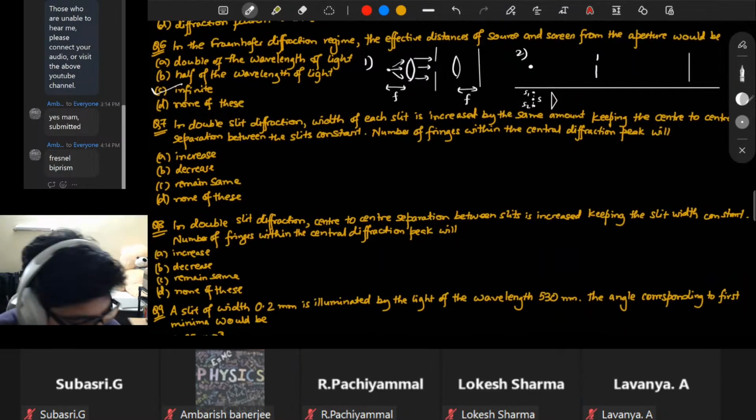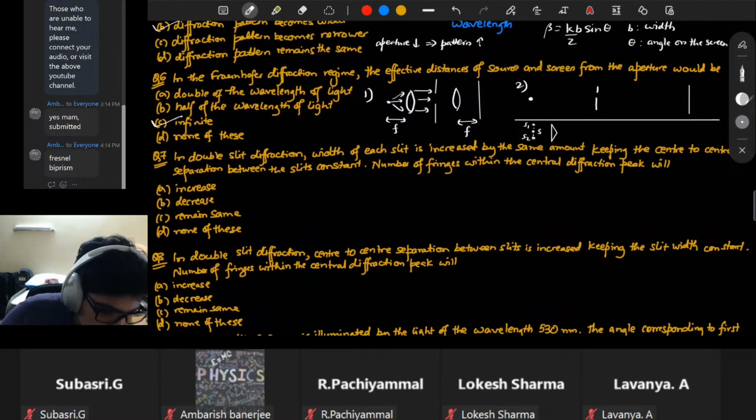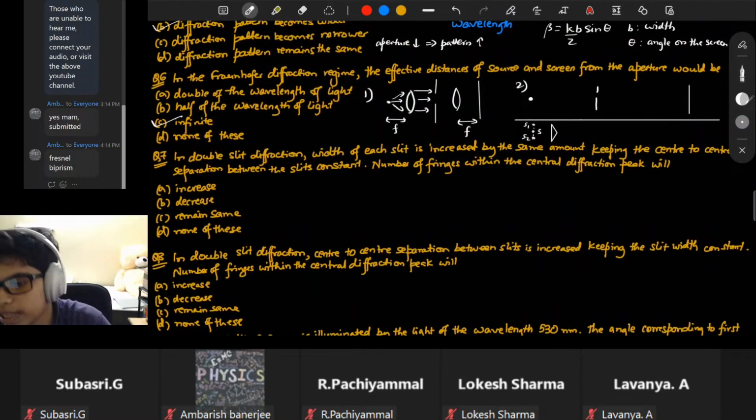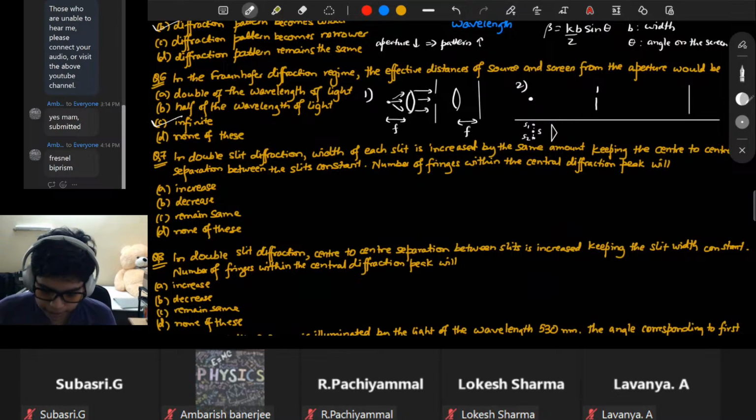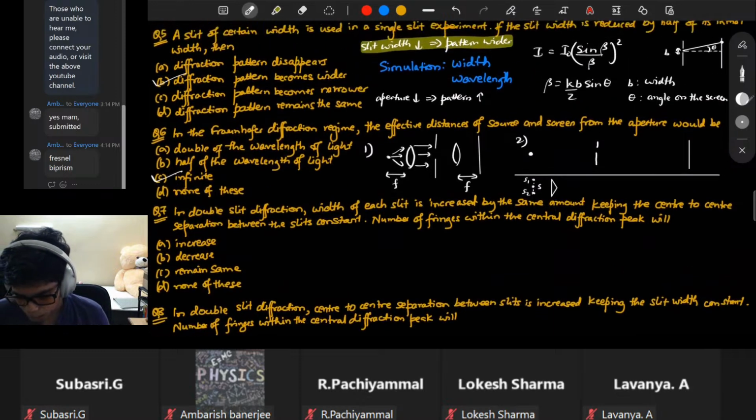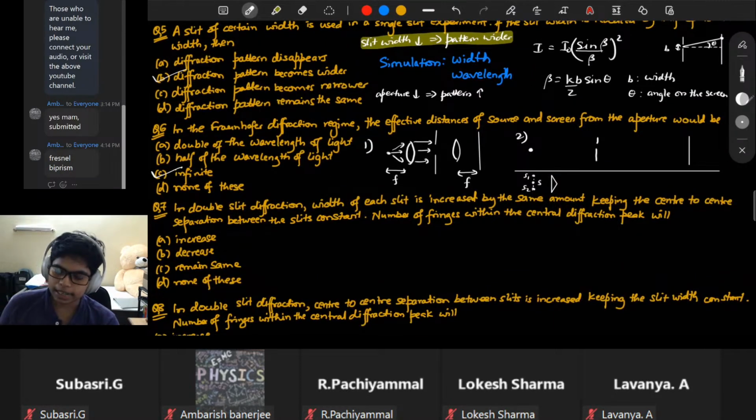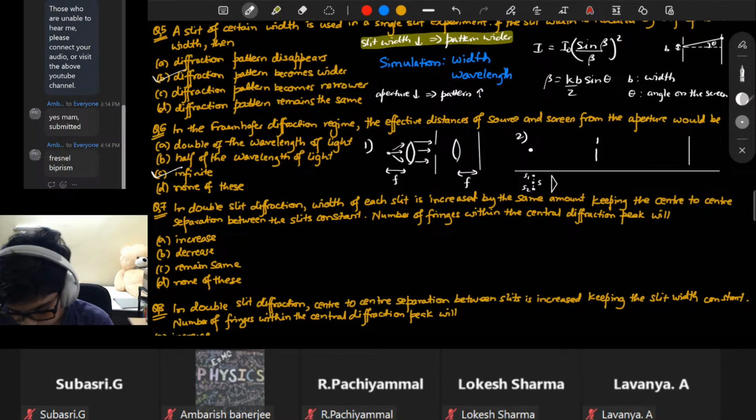Okay, so next question. This is on double slit, and for this also I have some simulation planned. But before that, let us look at the question. In double slit diffraction, the width of each slit is increased by the same amount, keeping the center to center separation between the slits constant. The number of fringes within the central diffraction peak will: A, increase; B, decrease; C, remain the same; or D, none of the above.